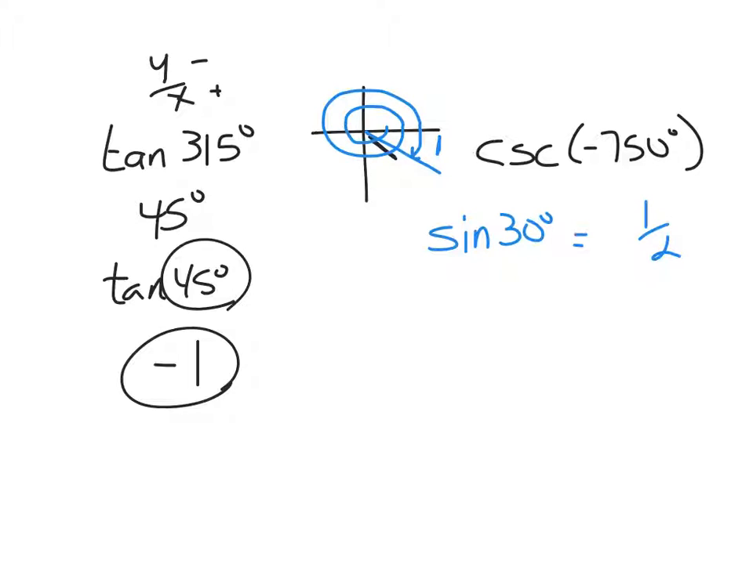Just had that a second ago. That's 1/2. Now, sine is really the y. Y in quadrant 4 is negative, so it's really negative 1/2. So the sine is negative 1/2, but I'm looking for a cosecant, which is the reciprocal of that. So the reciprocal is negative 2. That's all there is. There's your value.